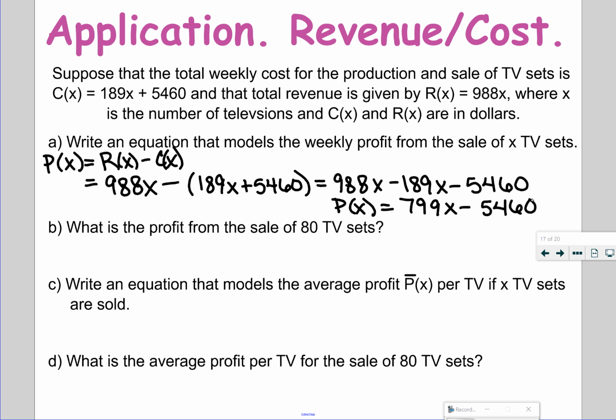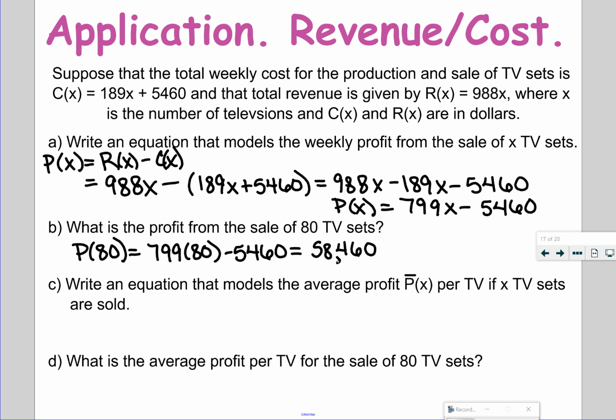What's the profit from the sale of 80 TVs? You're just finding P of 80 here. So 799 times 80 minus 5,460 will calculate the profit. And by the way, you would get the same answer if you calculated the revenue with 80, the cost with 80, and then subtracted the two answers. 799 times 80 minus 5,460 gives me $58,460. These are some expensive TVs.